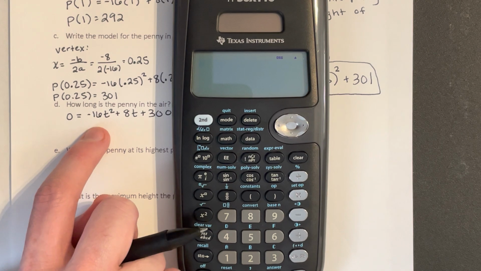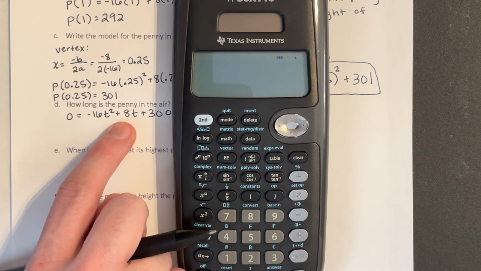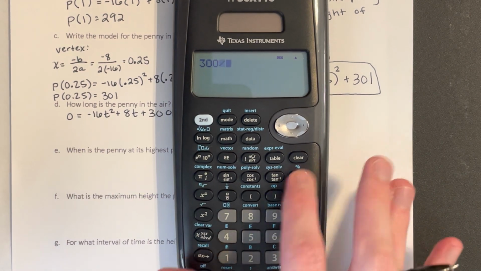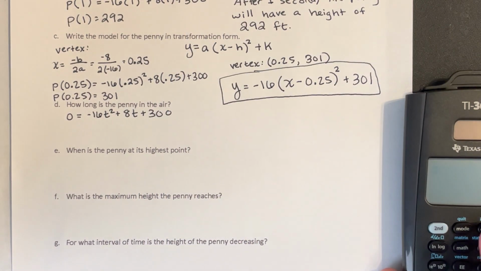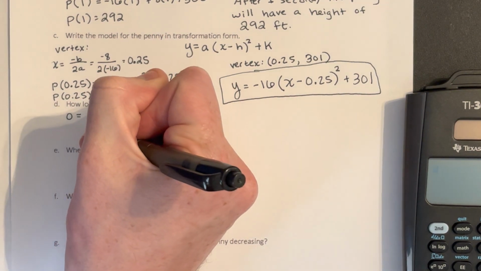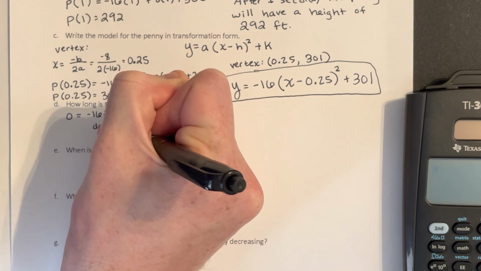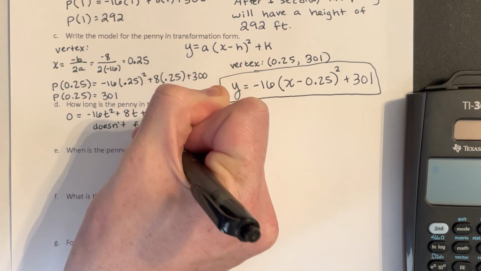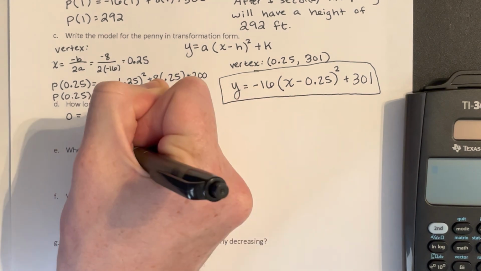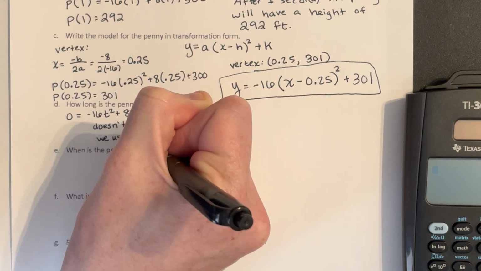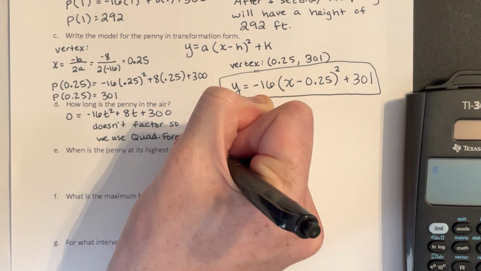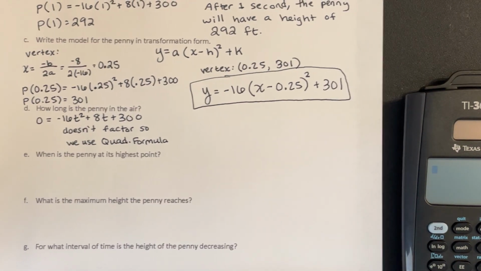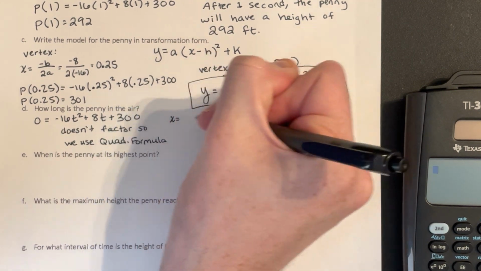We could try 8 because I know 8 goes into 16 and 8. Will 8 go into 300? Not evenly. So it turns out that this one doesn't factor, and we're going to need to do the quadratic formula. So let's just write a little note there that it doesn't factor. So we use the quadratic formula. And then we plug that into our formula. If you don't have this memorized, you're going to need to.